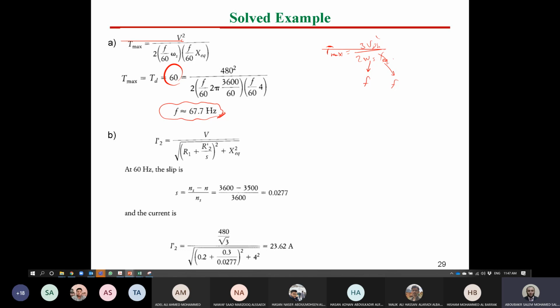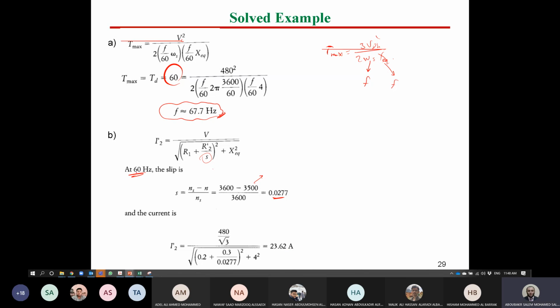طبعا in order to calculate the current, we need to get V over Z at the operating condition. In the first case at 60 Hertz, you have to consider the slip. What is the slip? Simply slip at full load, we can say NS minus N over NS. We have N, which is 3500 given, and 3600 is the synchronous speed. So we can get the value of slip and substitute here in the equation to get the current. So the current here now, شباب, the current at the steady state is 23 amperes. This is at 60 Hertz.